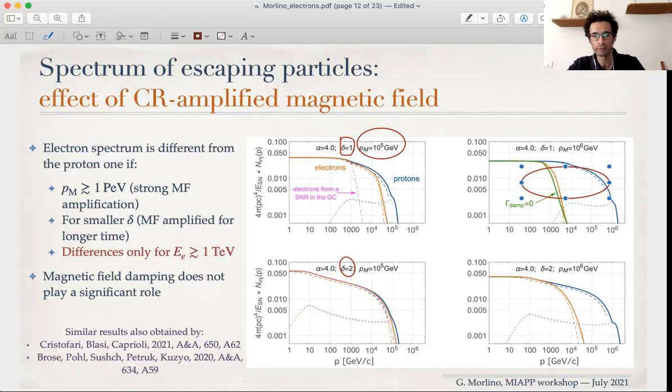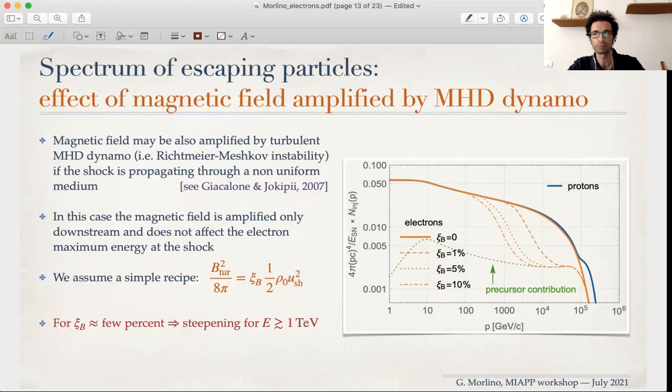On top of this, we have also analyzed two other mechanisms. One is the possibility that magnetic field amplification is occurring also downstream of the shock due to MHD dynamos. So if the shock is propagating into a uniform medium, the shock rippling produces turbulence that is able to amplify the magnetic field in the downstream. Now, this amplification does not affect the maximum energy reached at the shock, because it is not amplifying upstream also, but it will affect the evolution of electrons in the downstream.